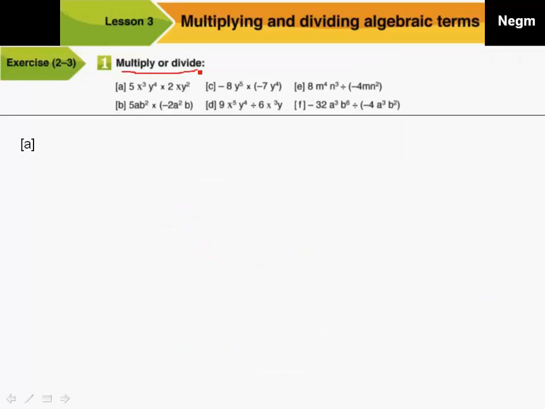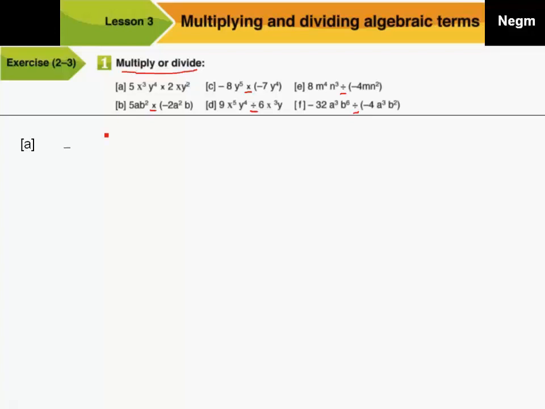Multiply or divide. A is multiplication. B is multiplication. C is multiplication. D is division. E is division and F is division. He said multiply or divide.